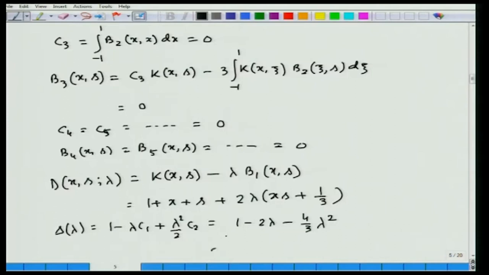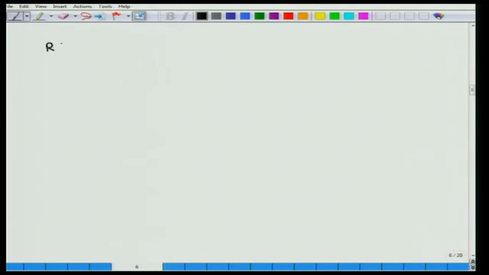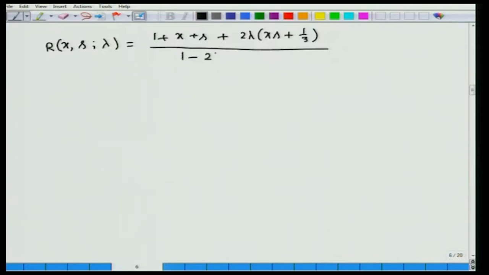In case this Δ(λ) is not equal to 0, assuming Δ(λ) not equal to 0, we can obtain the corresponding resolvent kernel R(x, s; λ). This is equal to 1 + x + s + 2λ(xs + 1/3) whole divided by 1 − 2λ − (4/3)λ². So, this is the resolvent kernel, the Fredholm resolvent kernel obtained by the Fredholm method.